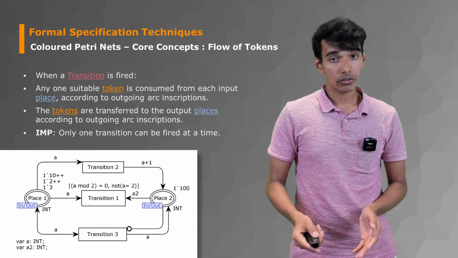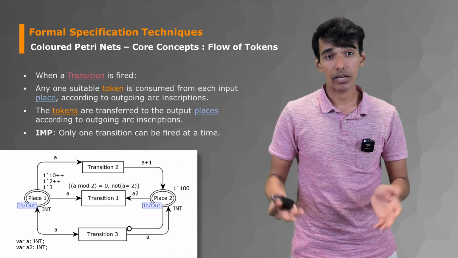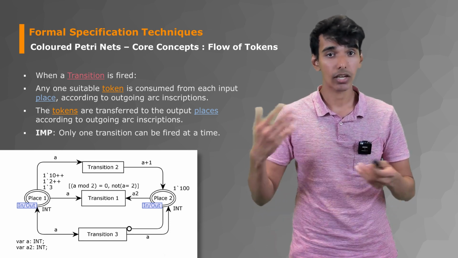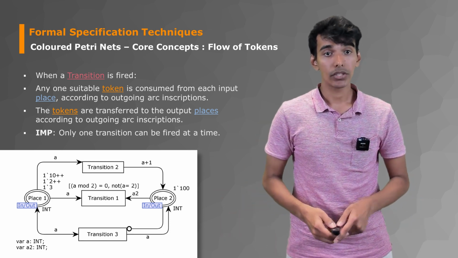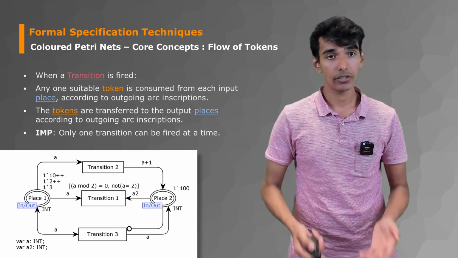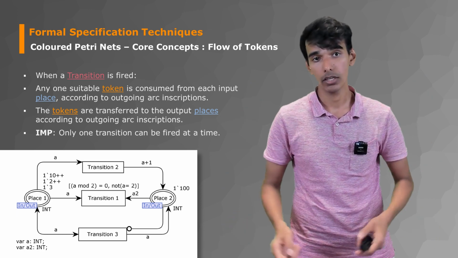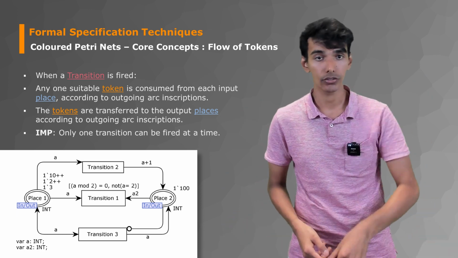It's very important to know that in one situation, it's possible that there are many transitions that can be fired, but only one transition is fired at a time. So you cannot have two transitions firing at the same time. It's always one transition after the other.